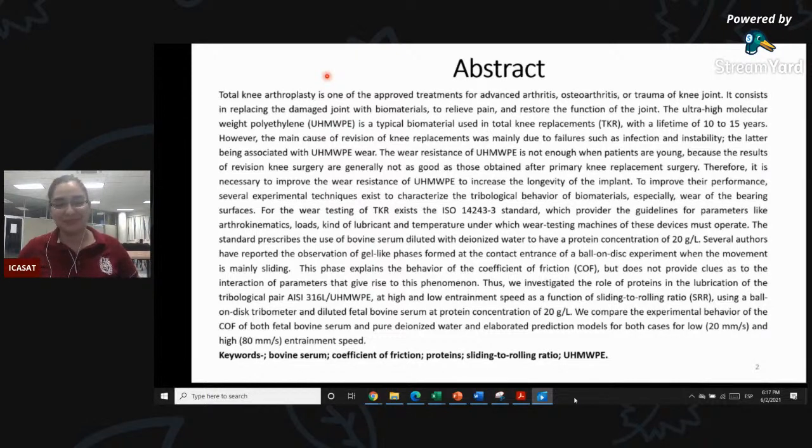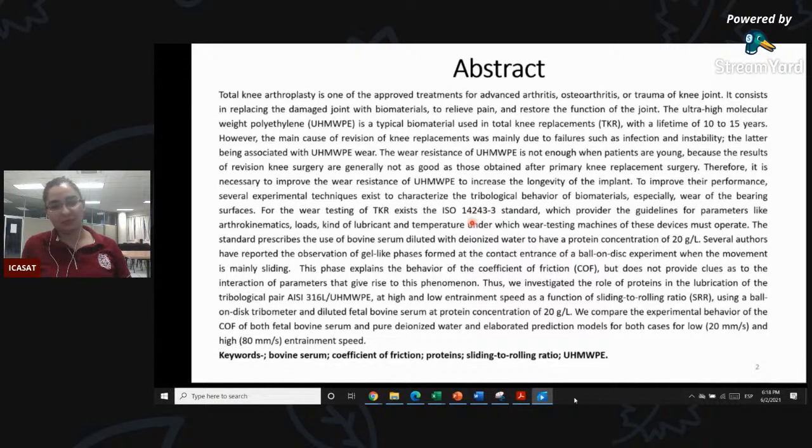However, the lifetime of the biomaterials is 20 to 50 years because the most common material that suffers damage is the polymer, and the principal goal of the researchers is to increase the wear resistance of the ultra high molecular weight polyethylene. A standard exists to establish the conditions for wear testing. This standard is the ISO, and it establishes the arthrokinematic load, the kind of lubricant, and the temperature under which wear testing machines of this device must operate.